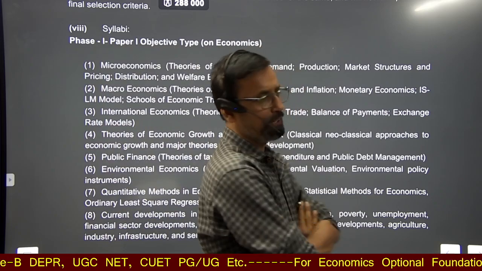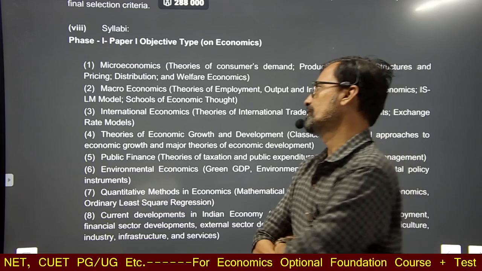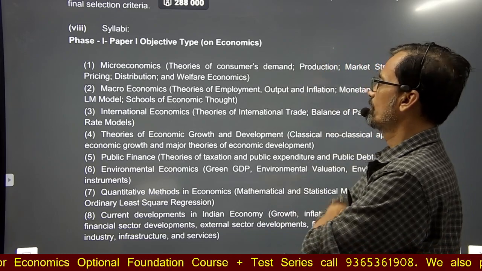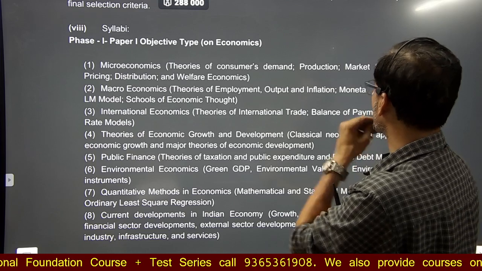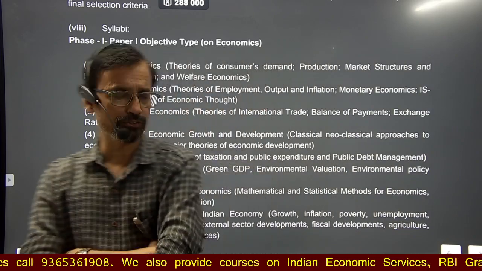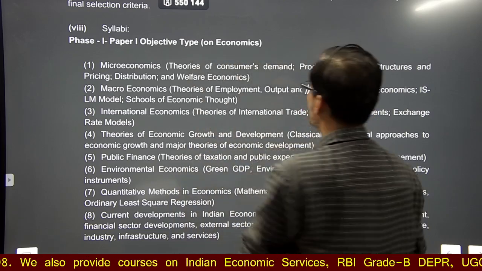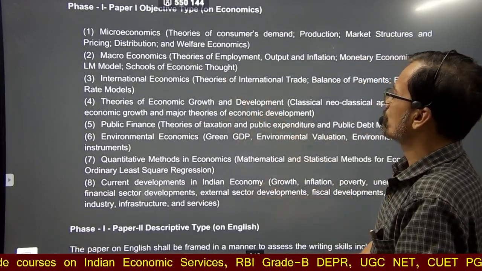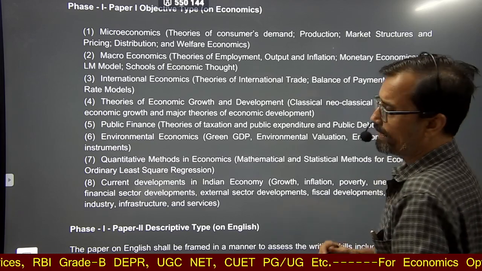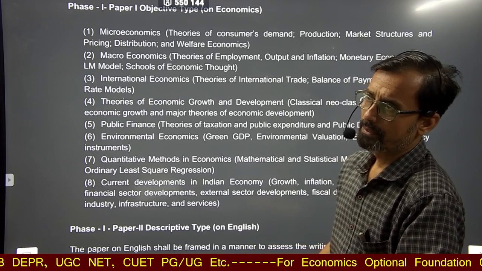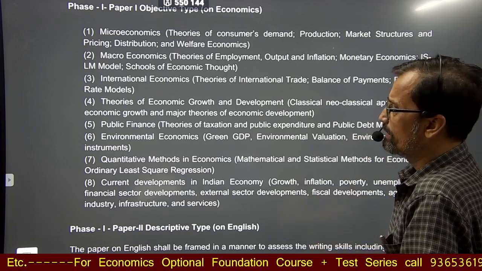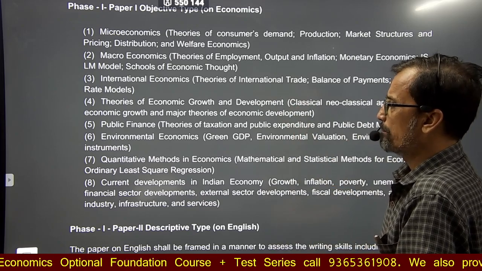Even if there is no mention of indifference curve or revealed preference, we still need to understand all these topics. Production function, market structures, pricing, distribution and welfare economics. All topics are to be covered. Macroeconomics: theories of employment, output and inflation. Here we have to cover aggregate demand, aggregate supply, ML, MS, all things. Inflation, monetary economics, IS-LM model and schools of economic thought.